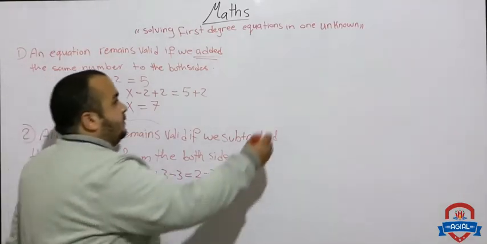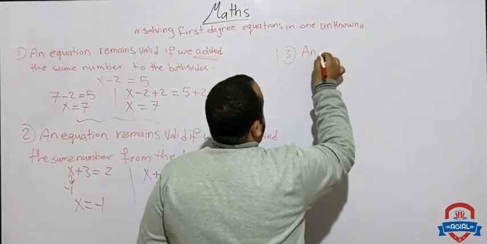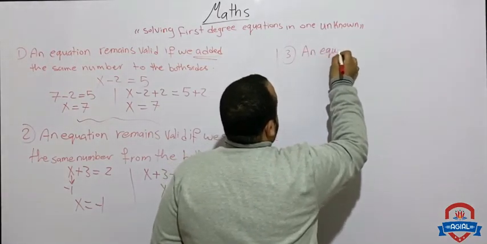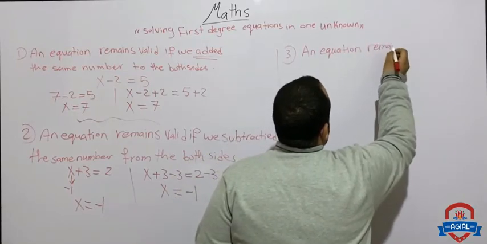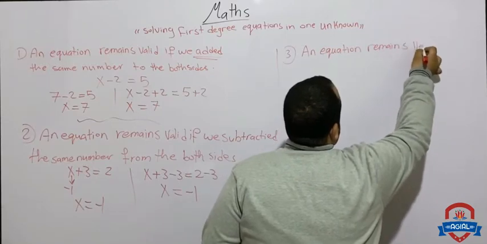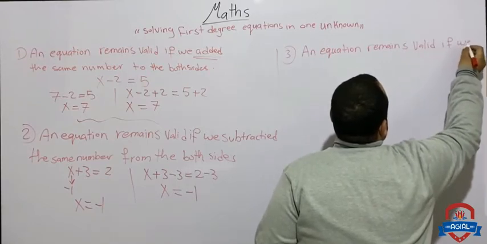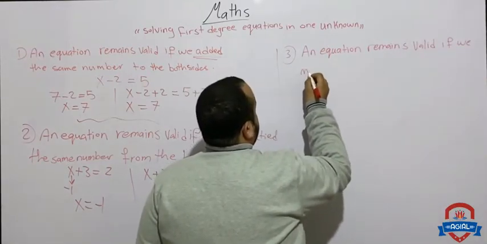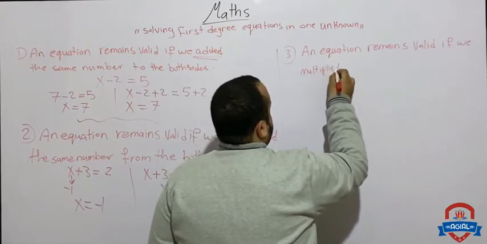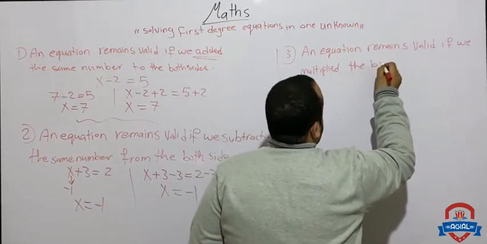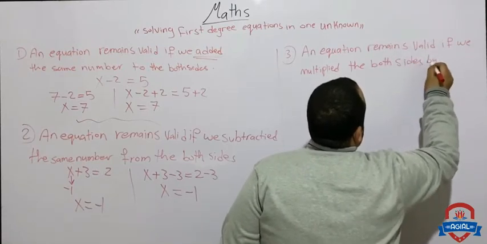The third property talks about an equation remaining valid if we multiply it by the same number.